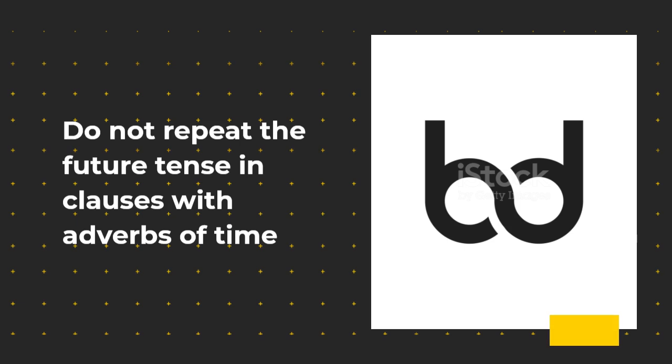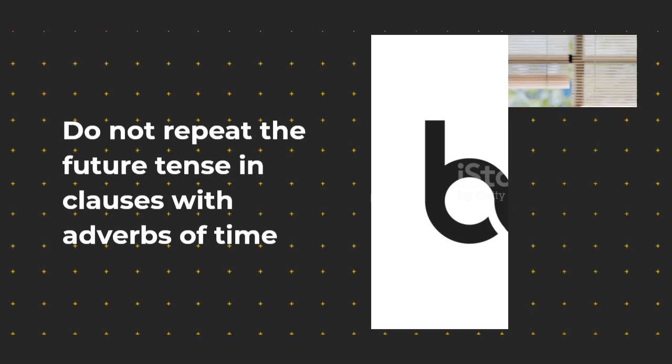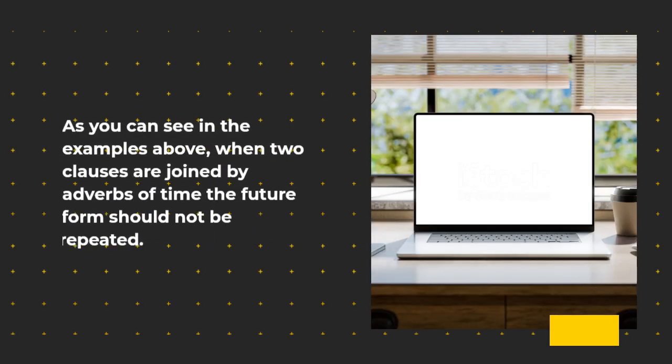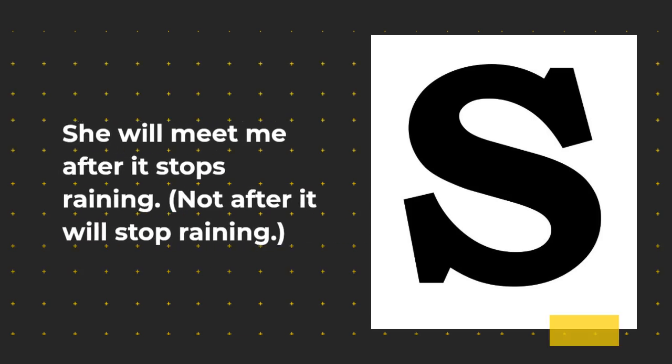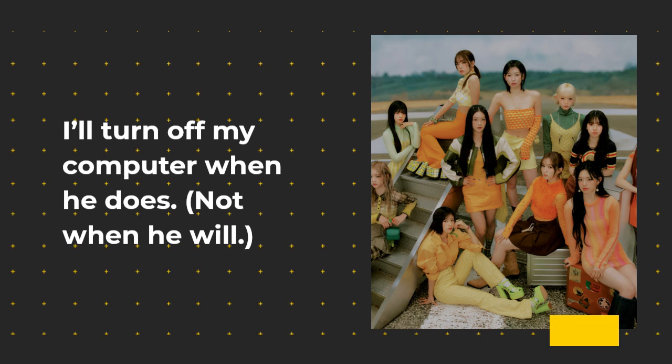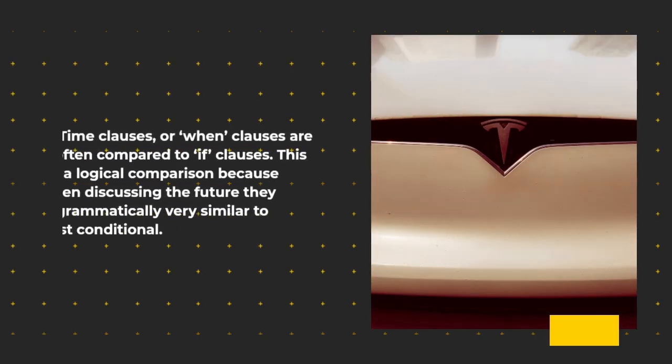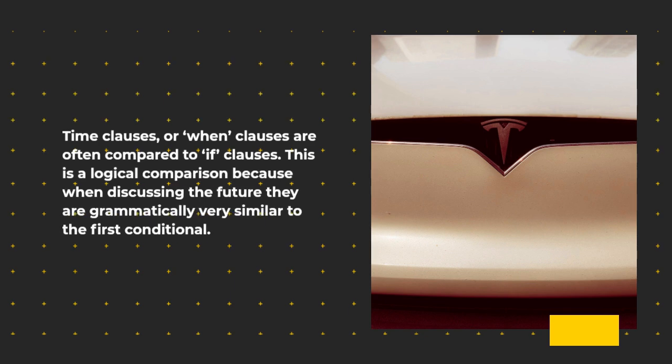Do not repeat the future tense in clauses with adverbs of time. As you can see in the examples above, when two clauses are joined by adverbs of time, the future form should not be repeated. She will meet me after it stops raining. Not after it will stop raining. I'll turn off my computer when he does. Not when he will.